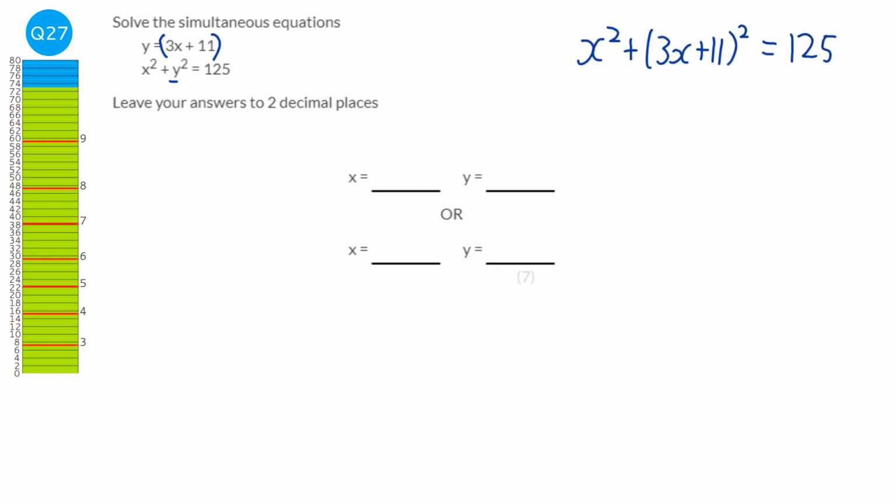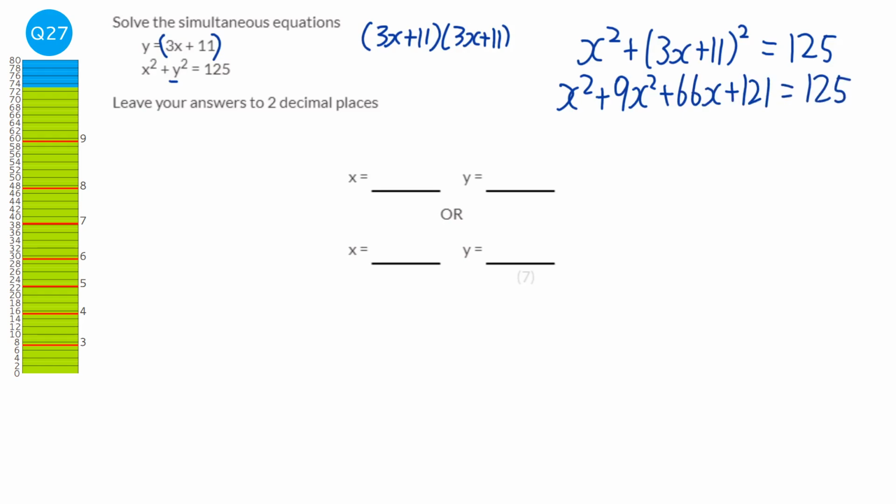Okay. Now we need to expand the brackets there. And so we're going to have x squared, and you can use any method you want. And don't forget, when you square brackets, that's just going to be (3x plus 11)(3x plus 11). So we're going to do 3x times 3x, which is 9x squared. So plus 9x squared. And then we've got 3x times 11 plus 3x times 11, which is 33x plus 33x, which is 66x. And then we've got 11 times 11, which is 121.